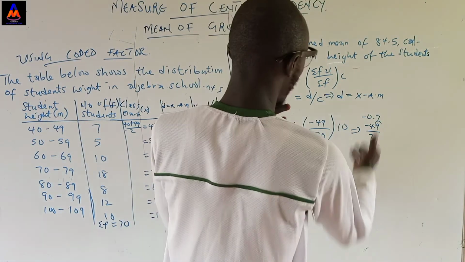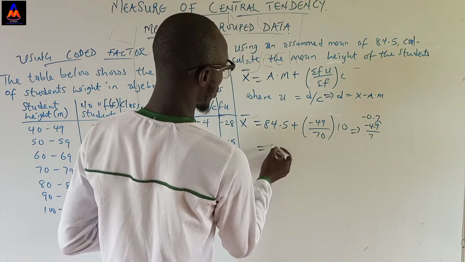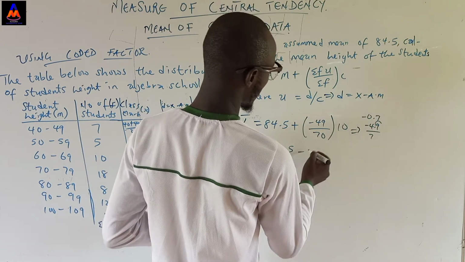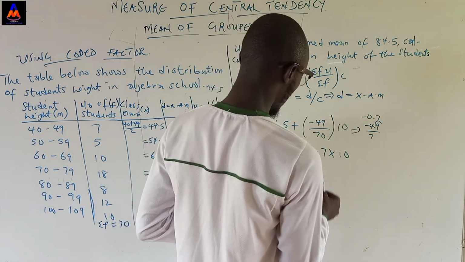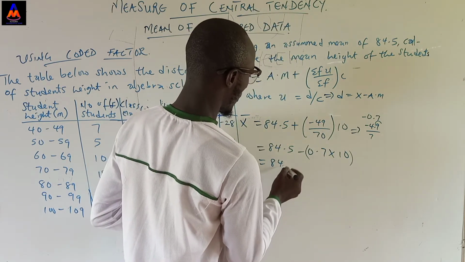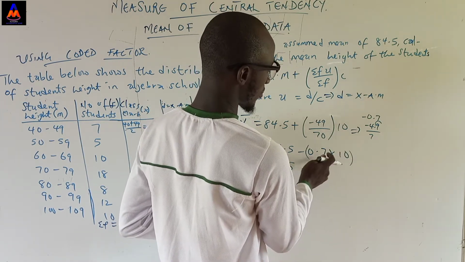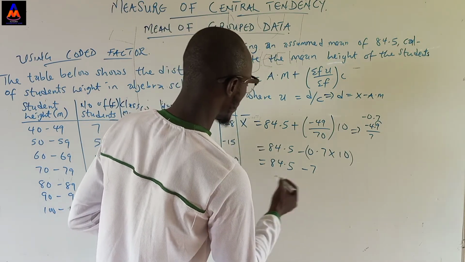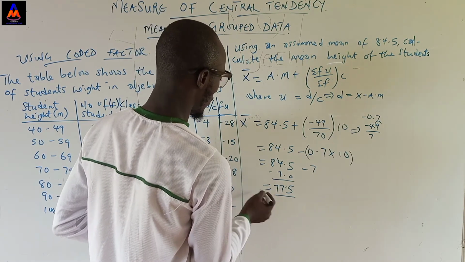So let's continue now. We have gotten the division of this number to be minus 0.7. So this is 84.5 plus minus 0.7 times 10. The rule of BODMAS applies here. So we multiply 0.7 times 10, we have 84.5 minus 7. 0.7 times 10 is going to be what? 7. So you subtract 7 from here, the answer is 77.5. That is the actual mean of this data.